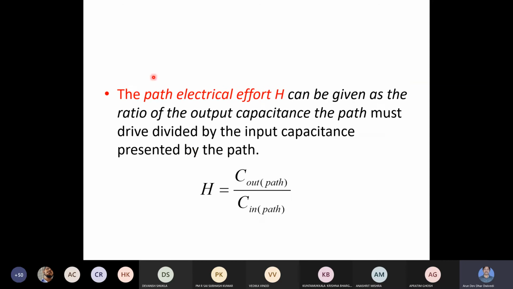And similarly, the path electrical effort H can be given as the ratio of the output capacitance of the path, the capacitance the path must drive, divided by the input capacitance presented by the path. So output capacitance divided by input capacitance in that path, this ratio should be calculated. The output capacitance will depend on the gate, it will be decided, and divided by input capacitance. This will give you the electrical effort of that path.